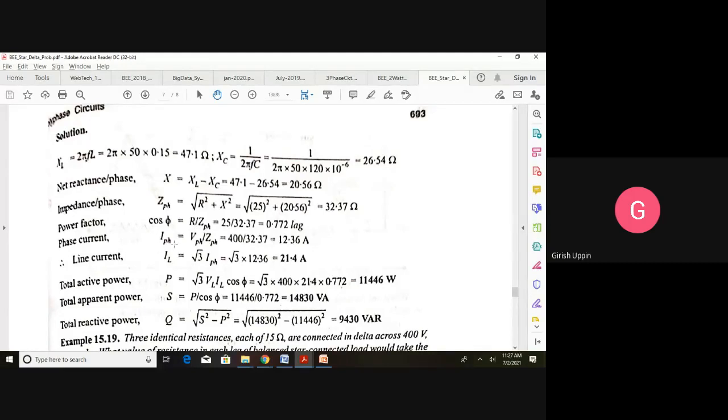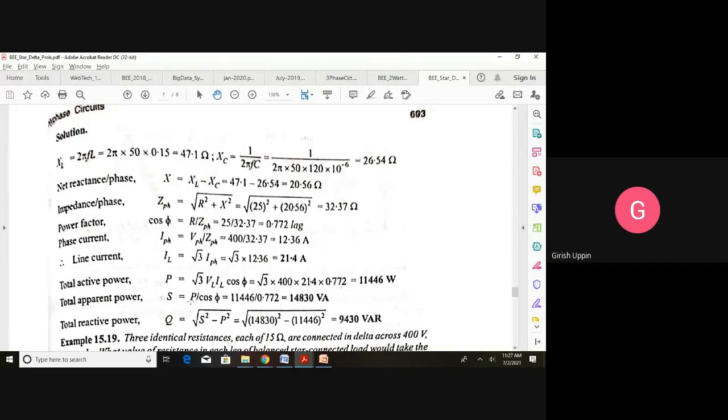Then phase current, I phase is equal to V phase divided by Z phase. We get it as 12.36 amperes. Line current. Remember what type of connection we have? Delta connection. In case of a delta connection, line current is equal to root 3 times the phase current. That is root 3 into I phase. We get the line current as 21.4 amperes. What is the total active power? P is equal to root 3 VL IL cos phi. We get it as 11,446 watt.